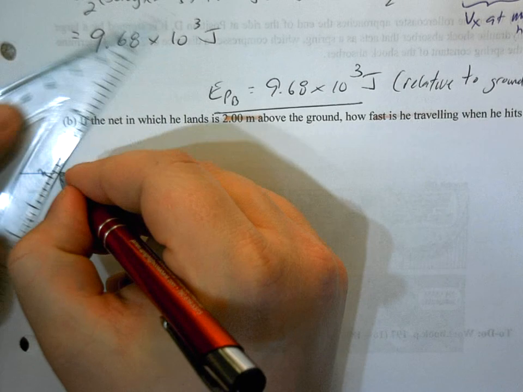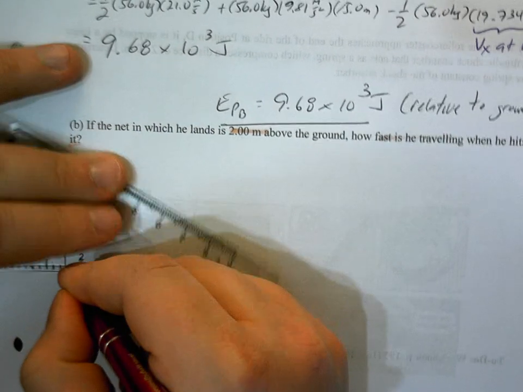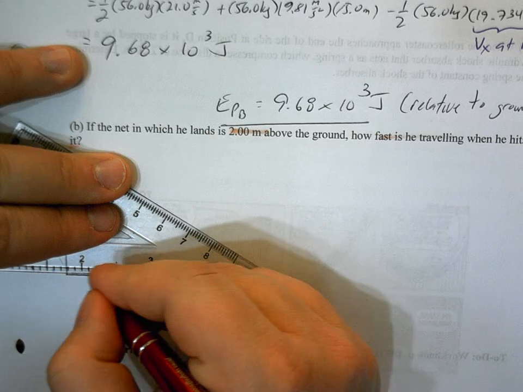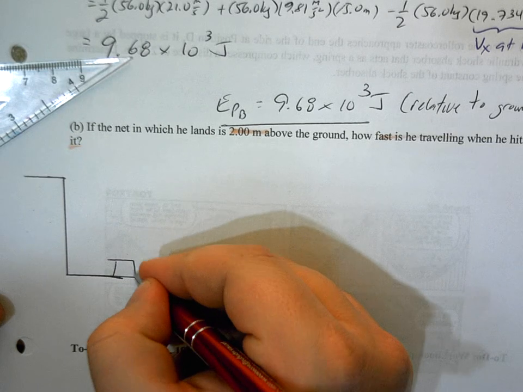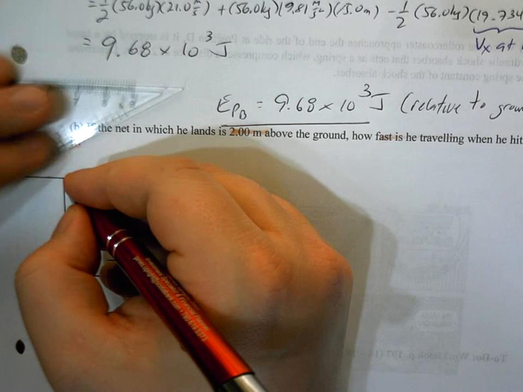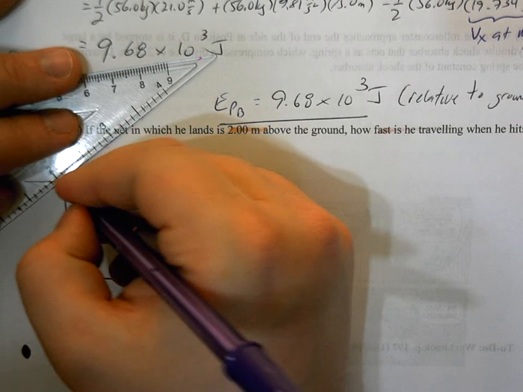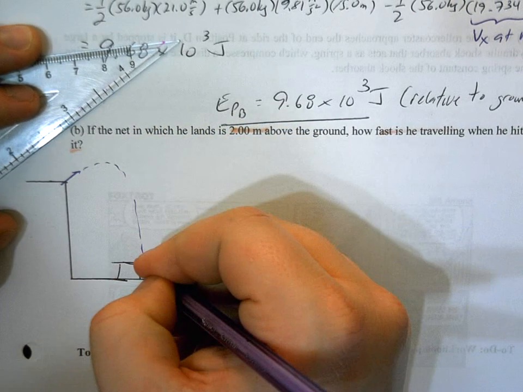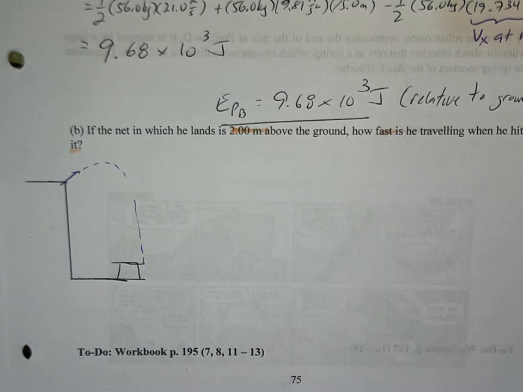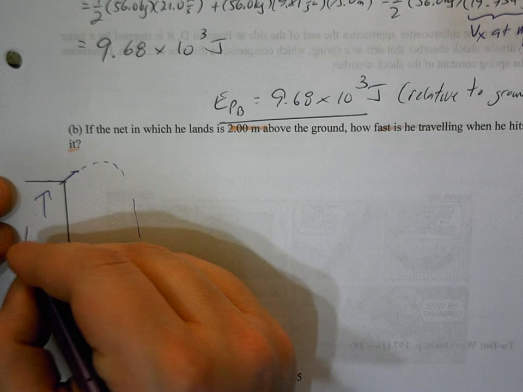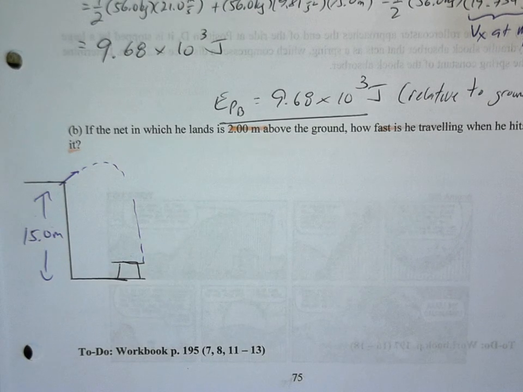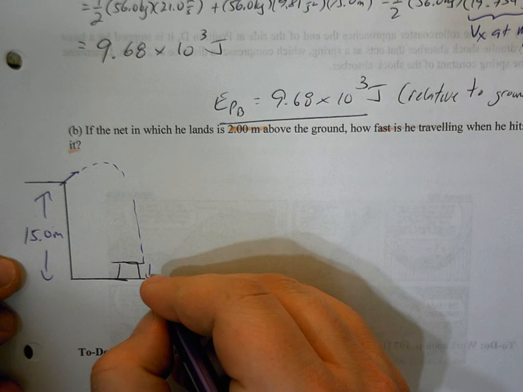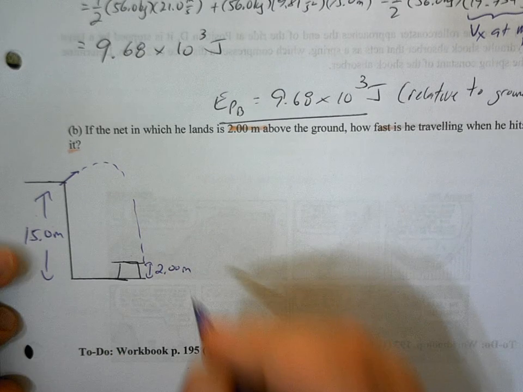So here's the person. Here is their trajectory. So here is their lovely little net that they're going to jump in. So they're going to do something like this. And yeah, they're just going to barely hit the net in my case. So we still know that this is 15 meters above the ground. We're also told that the net, it's 2 meters above the ground.